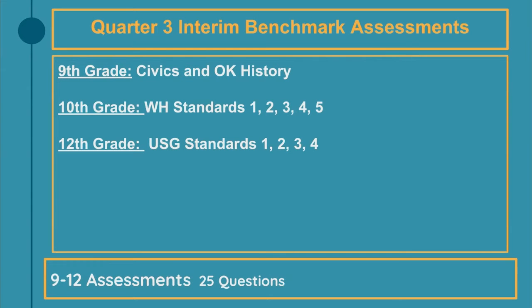9th grade, so civics and Oklahoma history, you will have the same benchmark that you had in quarter 1. If you have any feedback on that, I would love it. This was our first time to really have one of those. World history, standards 1, and I think we're through 5. I think we're touching some in 5. There will not be too much, but there will be a little bit of standard 5 in there, I believe. And 12th grade, we're going up to standard 4. I believe we talk about the judicial system as well.